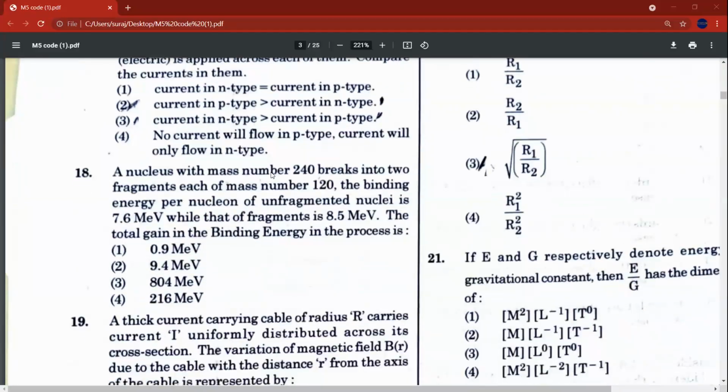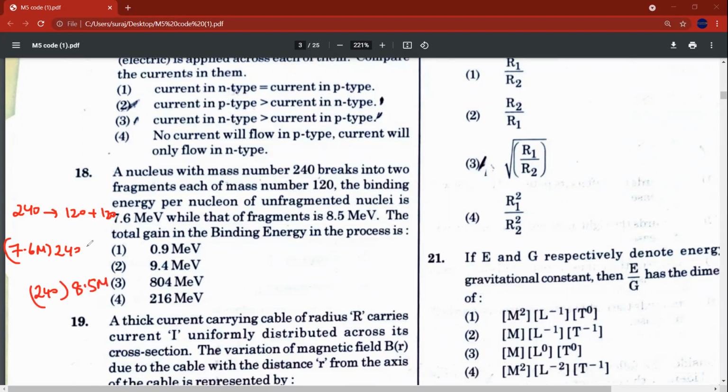A nucleus with mass number 240 breaks into two fragments, each of mass 120. 240 breaks into 120 plus 120. Binding energy is given here as 7.6 MeV, so 7.6 MeV into 240 gives the binding energy. Here again, 240 into 8.5 MeV.